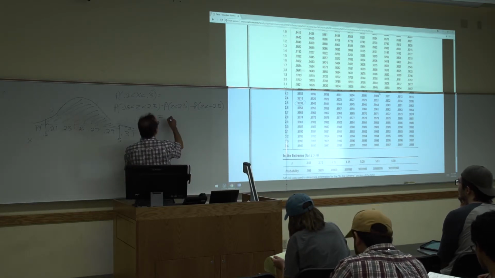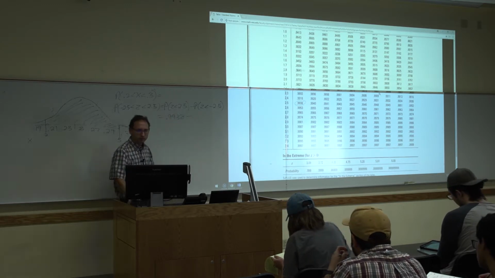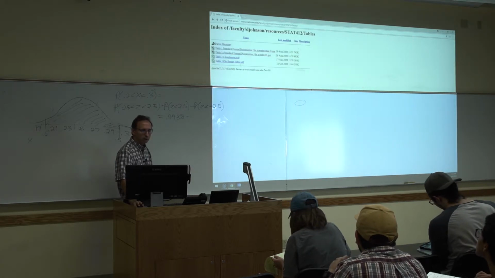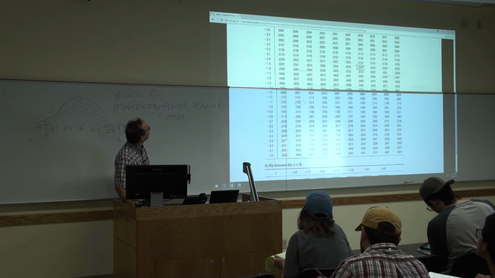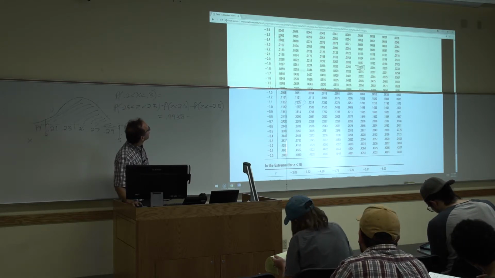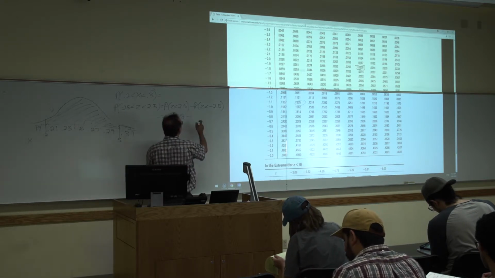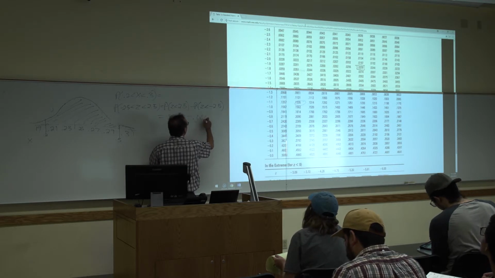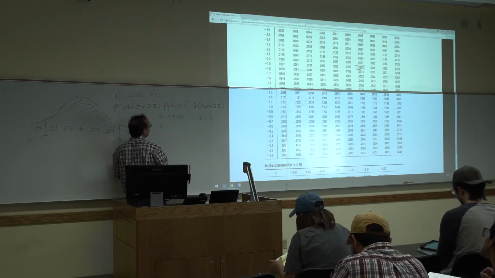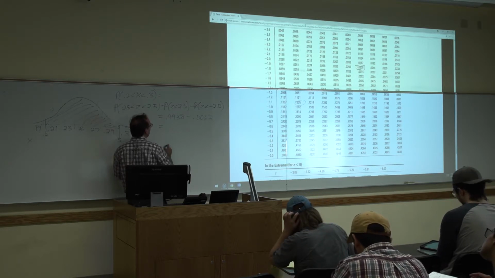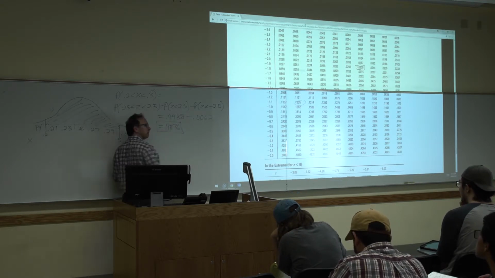Okay, so that area was 0.9938 minus what? What's the area to the left of negative 2.5? Well, just go to the other one there. Area to the left of negative 2.5 is what? Negative 2.50, area to the left is 0.0062. So if you take the difference there, what do you get? 0.9876. And that's your answer there.